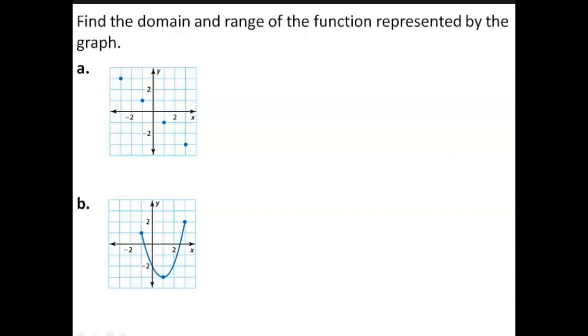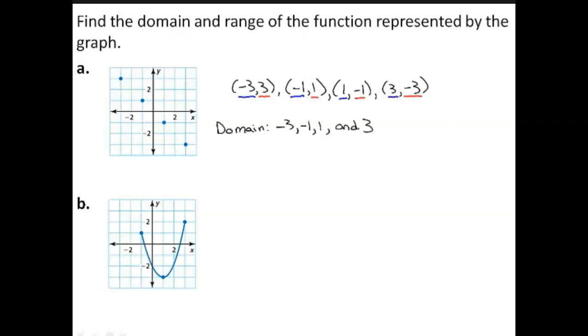Find the domain and range of the function represented by the graph. Part A. To find the domain and range of the function represented by the graph, you want to write the ordered pairs and identify the inputs and outputs. The ordered pairs are -3, 3; -1, 1; 1, -1; and 3, -3. The inputs are -3, -1, 1, and 3. The outputs are 3, 1, -1, and -3. So the domain of the function is -3, -1, 1, and 3, and the range of the function is 3, 1, -1, and -3.